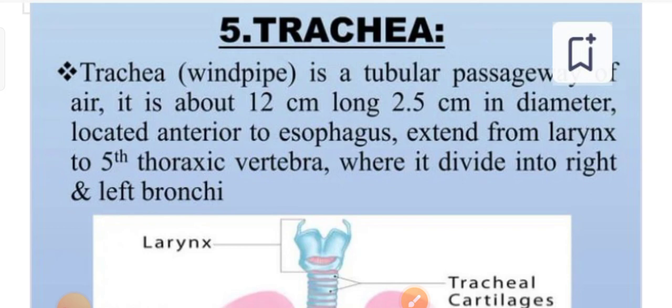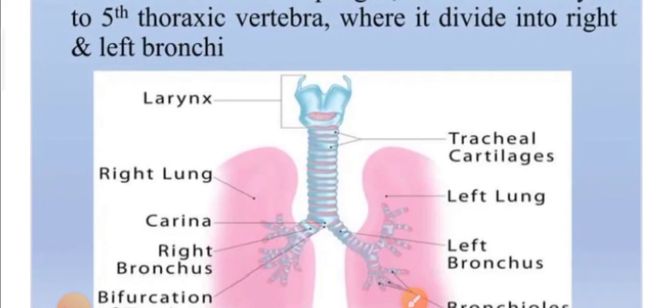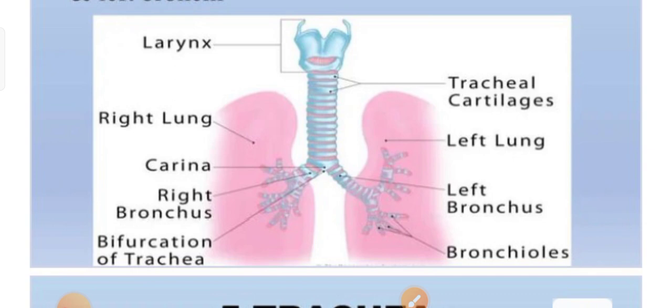Next, coming to the trachea. The trachea is also called the windpipe. It is a tubular passage for air. It is about 12 centimeters long and 2.5 centimeters in diameter. It is located anterior to the esophagus and extends from the larynx to the fifth thoracic vertebra, where it divides into right and left bronchi. See here, the tracheal cartilage is like this.